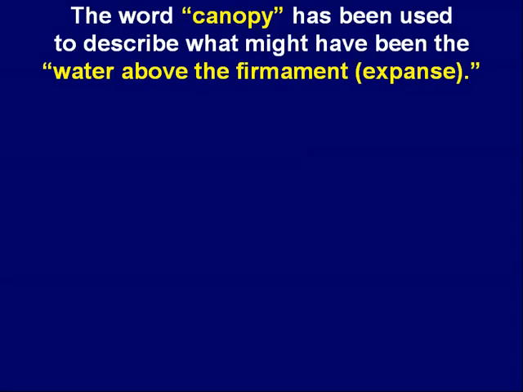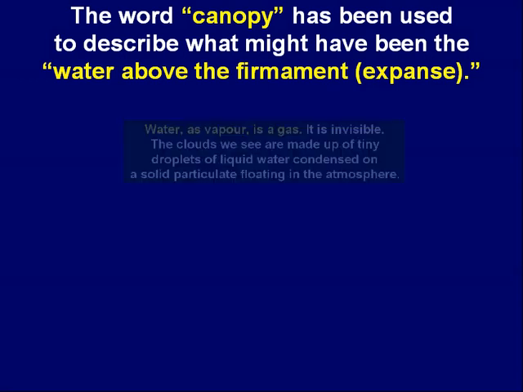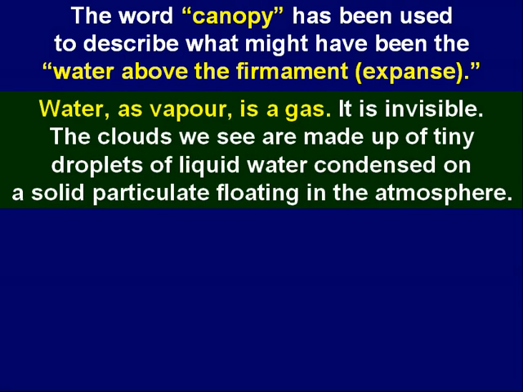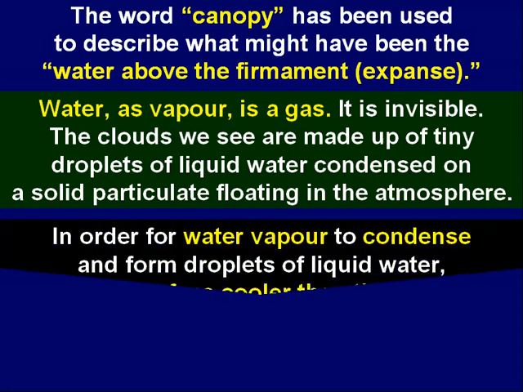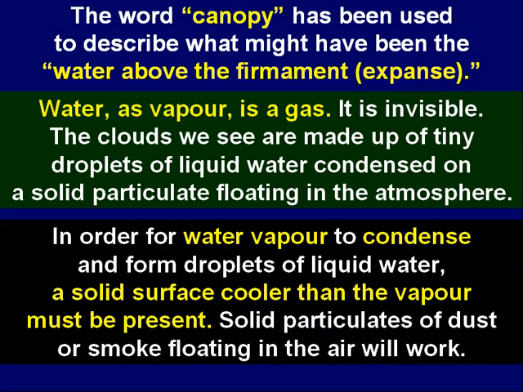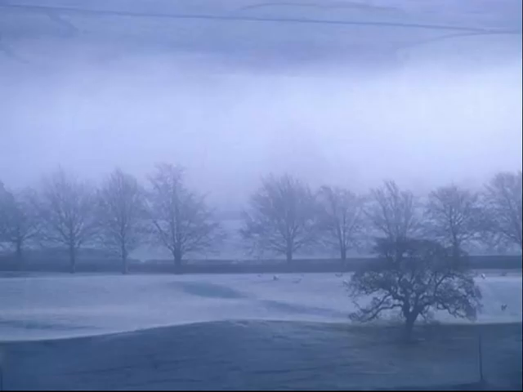The word canopy has been used to describe what might have been the water above the firmament, the expanse. Water vapor is a gas. It's invisible. The clouds we see are made up of tiny droplets of liquid water condensed on solid particulates floating in the atmosphere. In order for water vapor to condense and form droplets of liquid water, a solid surface cooler than the vapor must be present. Solid particulates of dust or smoke floating in the air will work.